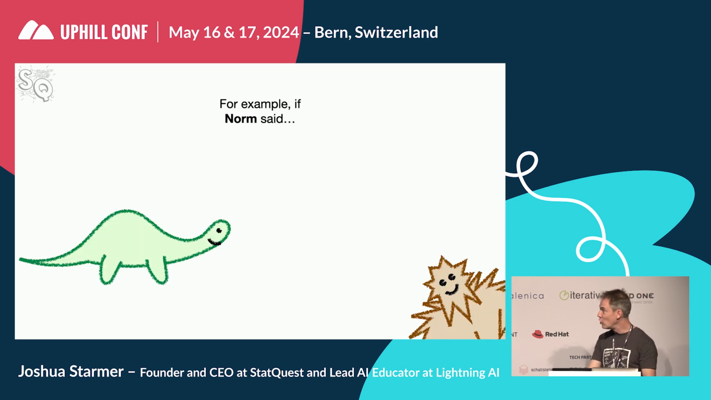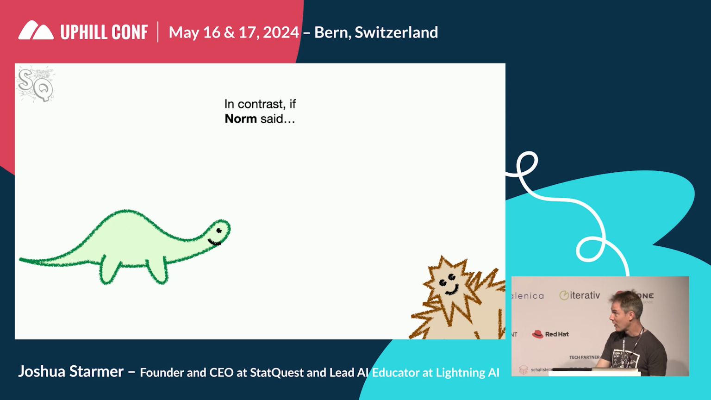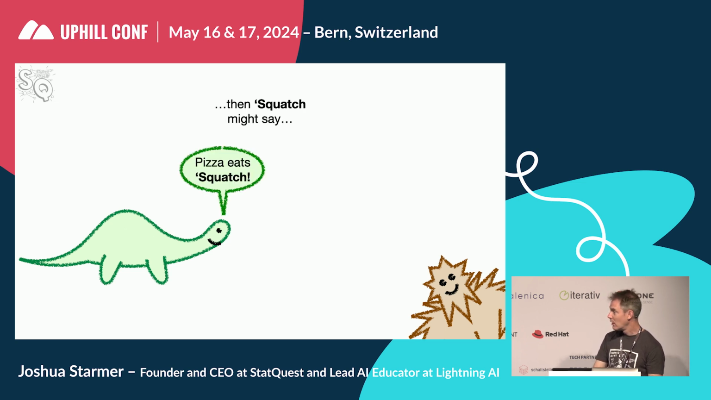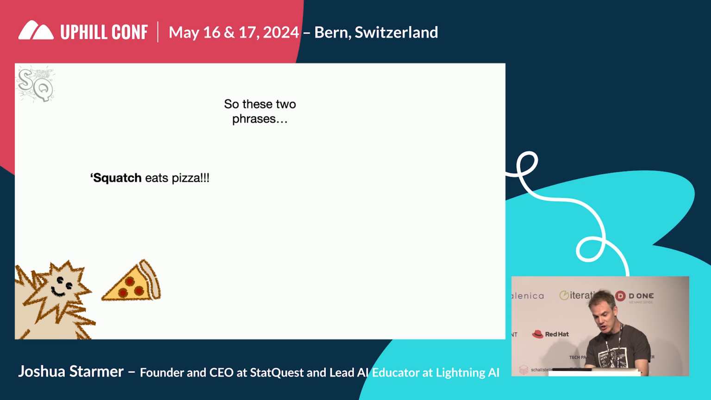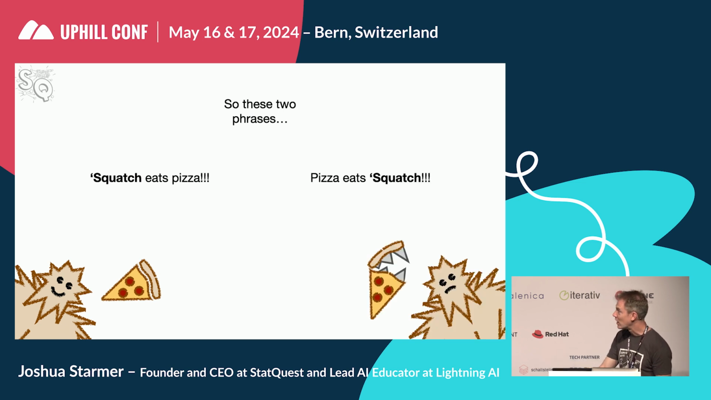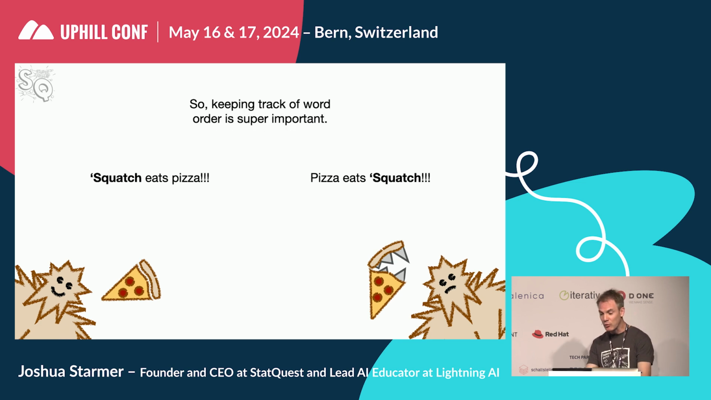For example, if Norm said, "Squatch eats pizza," then Squatch might say, "yum." In contrast, if Norm said, "pizza eats Squatch," then Squatch might say, "yikes." So these two phrases, "Squatch eats pizza" and "pizza eats Squatch," use the exact same words, but have very different meanings. So keeping track of word order is super important.